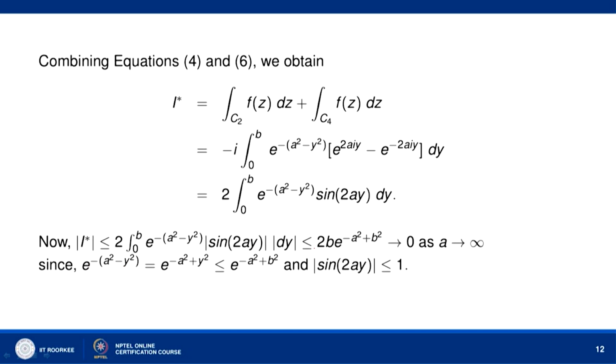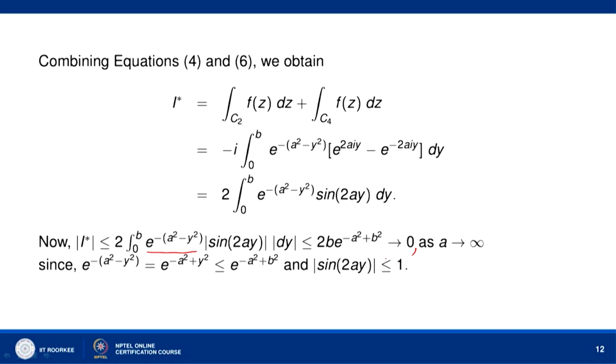You can see here this quantity e to the power minus a square minus (by) square is e to the power minus a square plus (by) square. So y varies from 0 to b, and e to the power y square is an increasing function. So e to the power y square will be less than or equal to e to the power b square. So this quantity is less than or equal to e to the power minus a square plus b square, and therefore this is less than or equal to e to the power minus a square plus b square into 2b. Now when a goes to infinity, e to the power minus a square goes to 0. So this quantity goes to 0 as a goes to infinity.